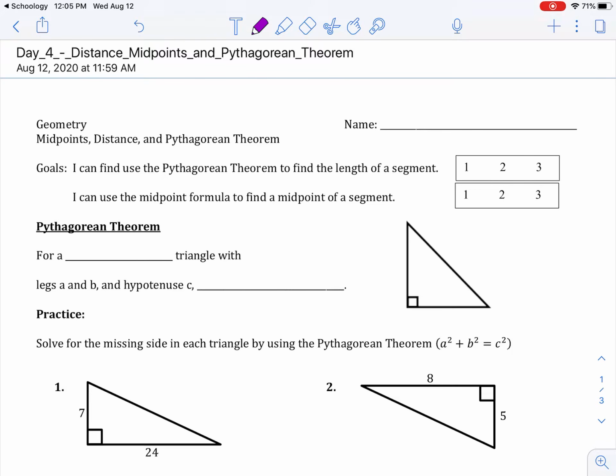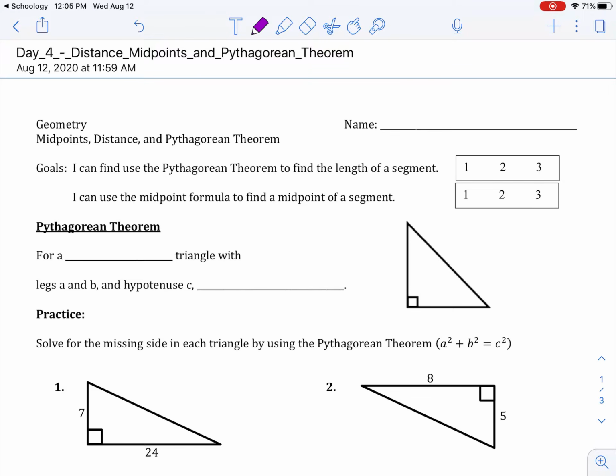Our goals for today, we have two of them. Number one, I can use the Pythagorean theorem to find the length of segments. Do you know how to use the Pythagorean theorem? Do you know what the Pythagorean theorem is, to find the length of segments? And the second one is, I can use the midpoint formula to find the midpoint of a segment.